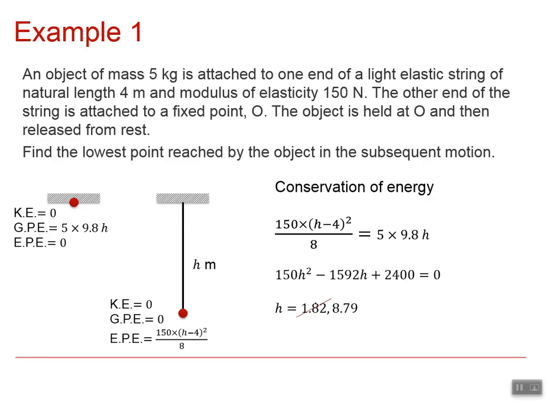Now we've discarded this value here because actually that would mean that we were at a higher point than the natural length of the string, so we know that the height we reach, or the distance away from the starting point, must be 8.79 metres. So our lowest point is 8.79 metres below our starting point.